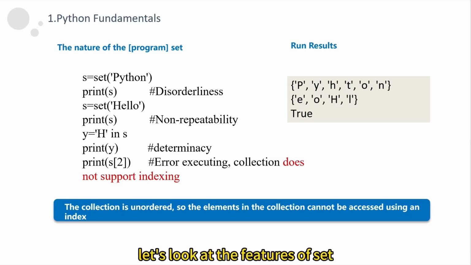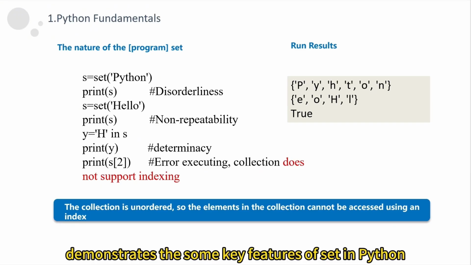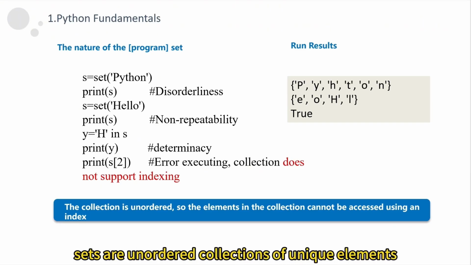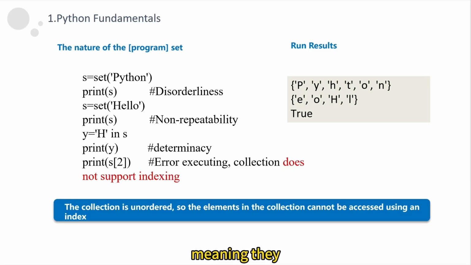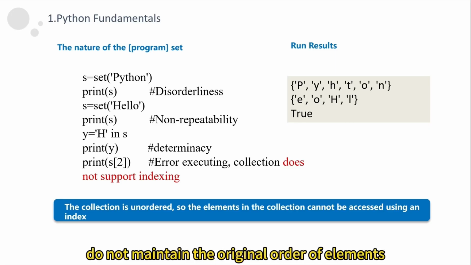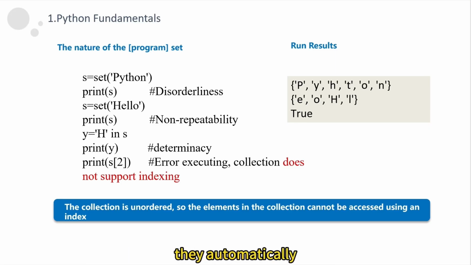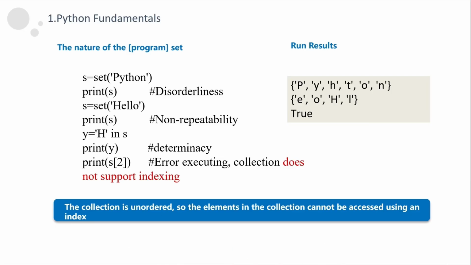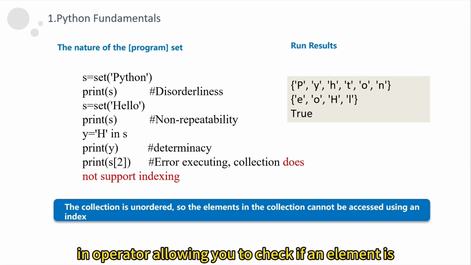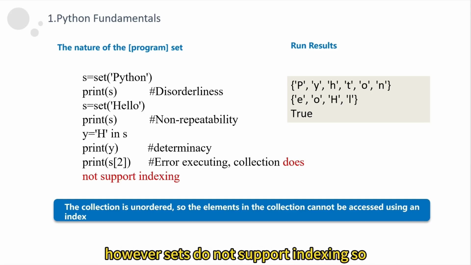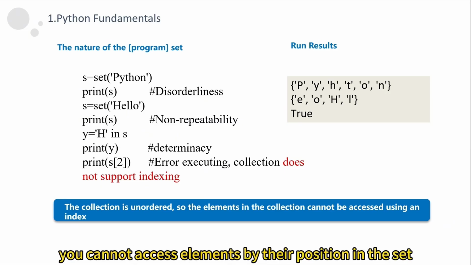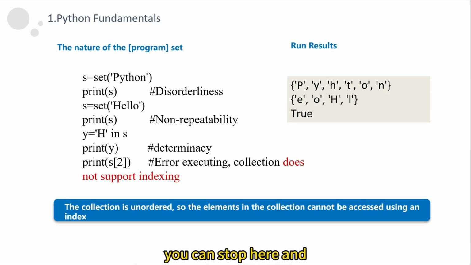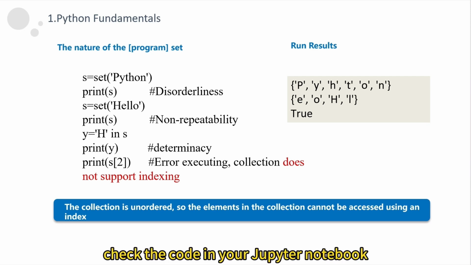Now, let's look at the features of set. The code demonstrates some key features of set in Python. Sets are unordered collections of unique elements, meaning they do not maintain the original order of elements. They automatically remove duplicates. Sets support membership testing with the in operator, allowing you to check if an element is present. However, sets do not support indexing, so you cannot access elements by their position in the set. You can stop here and check the code in your Jupyter notebook.